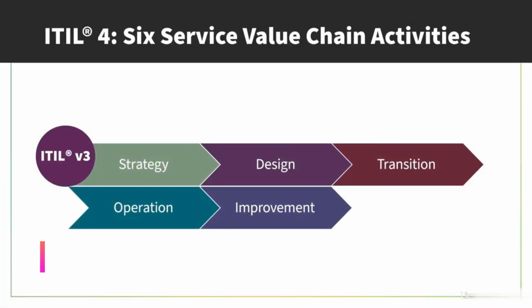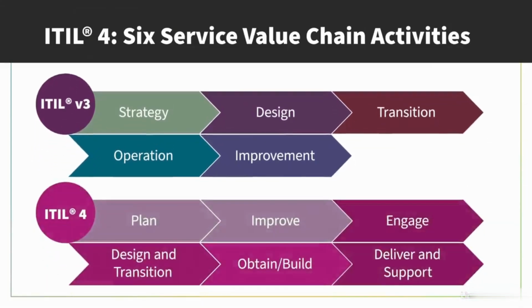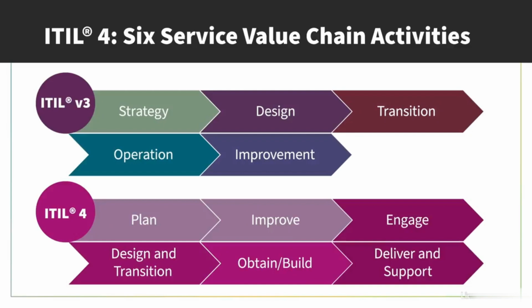The ITIL V3 service lifecycle of strategy, design, transition, operation, and improvement shown here is replaced in ITIL 4 with the service value chain. As you can see, ITIL 4 features a service value chain with activities arranged in 6 parts. The ITIL 4 value chain activity plan is roughly equivalent to the ITIL V3 strategy phase.